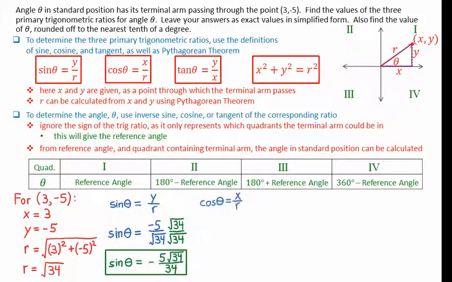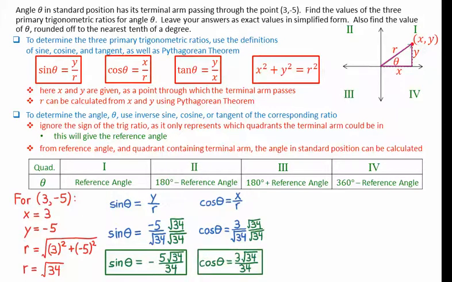For cosine theta equals x over r, again we plug in x and r. Here we have 3 over root 34, and again rationalizing the denominator, we get cosine theta equals 3 root 34 over 34. For tangent theta, we have y over x. Here we substitute -5 for y and 3 for x, giving us tan theta equals -5 over 3.